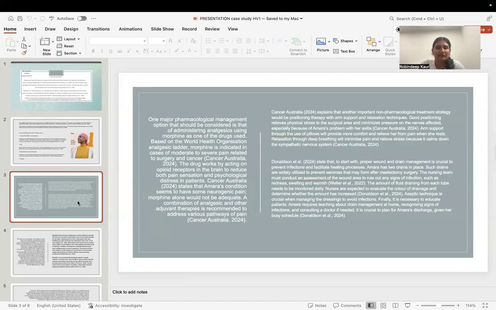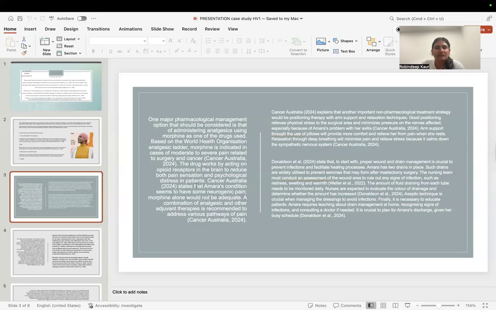And next we are going with the nursing interventions, pharmacological and non-pharmacological. The first pharmacological management option that should be considered is administering analgesics, using morphine as one of the drugs, based on the World Health Organization analgesic ladder. Morphine is indicated in cases of moderate to severe pain related to surgery and cancer. The drug works by acting on opioid receptors in the brain to reduce both pain sensation and psychological distress in patients.